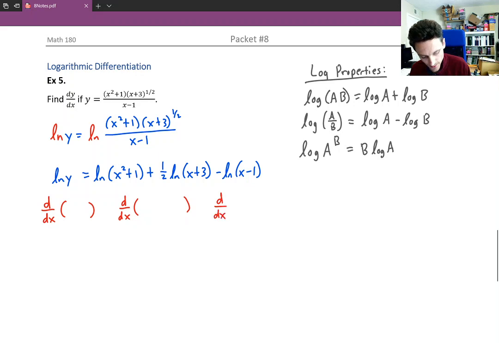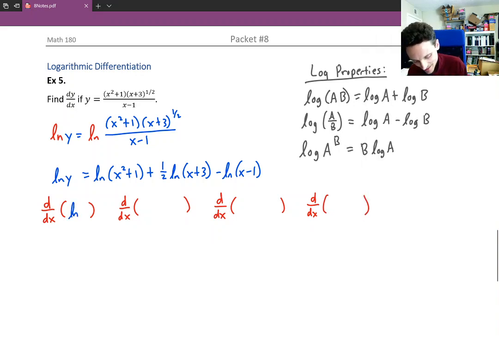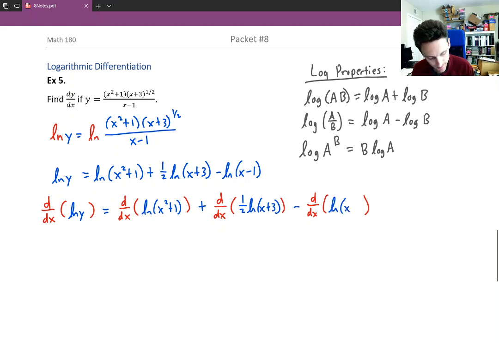I'm going to write all the derivatives first, so I don't have to keep changing the color. So d/dx of ln y equals d/dx of ln(x squared plus 1) plus d/dx of 1/2 ln(x plus 3) minus d/dx of ln(x minus 1). Now we're going to take those derivatives.